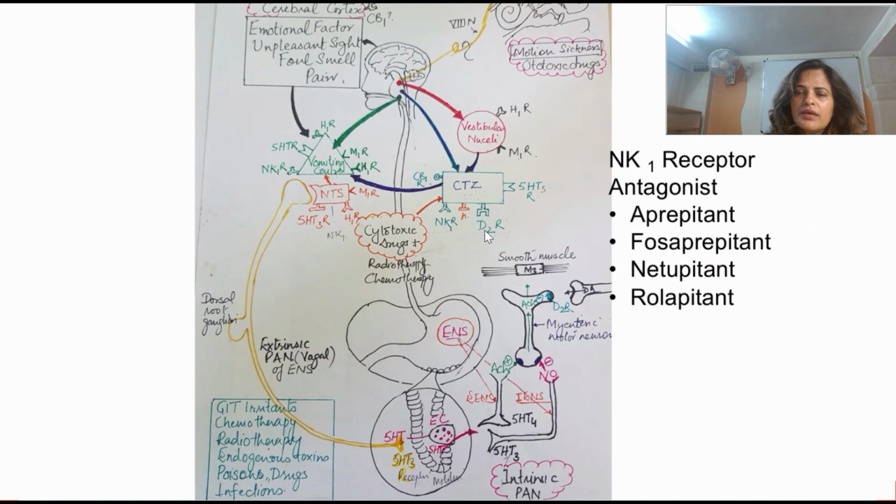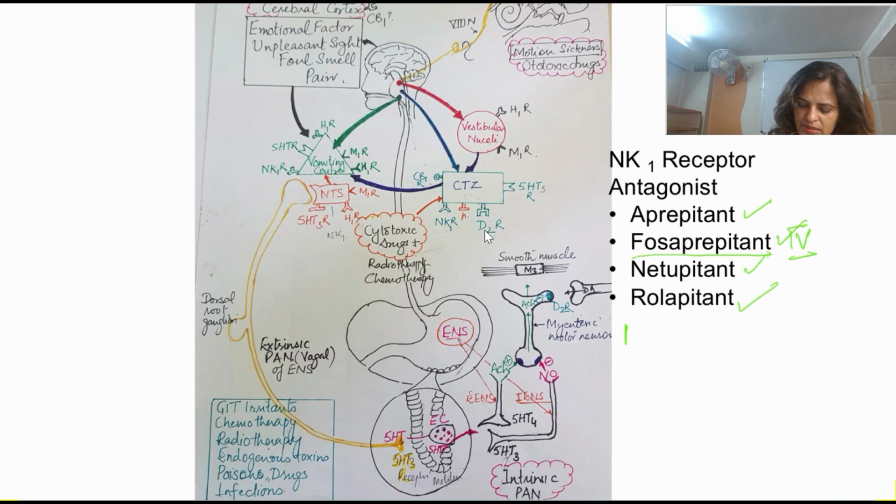So the next group of drugs is the NK1 receptor antagonists. Under this comes aprepitant. We have fosaprepitant, netupitant and rolapitant. Fosaprepitant is a prodrug of aprepitant, which is given by IV route.